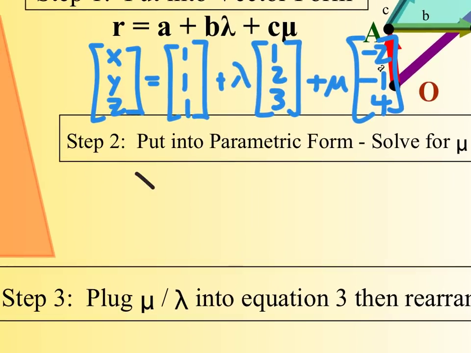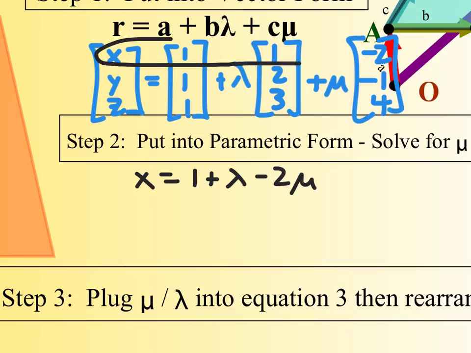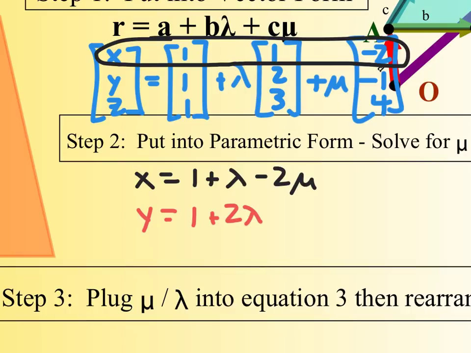So in parametric form, x equals 1 plus lambda minus 2 mu. Y equals 1 plus 2 lambda minus mu. And z equals 1 plus 3 lambda plus 4 mu.